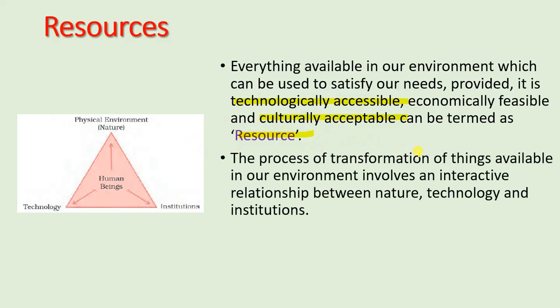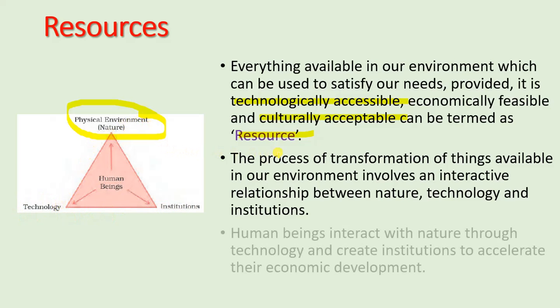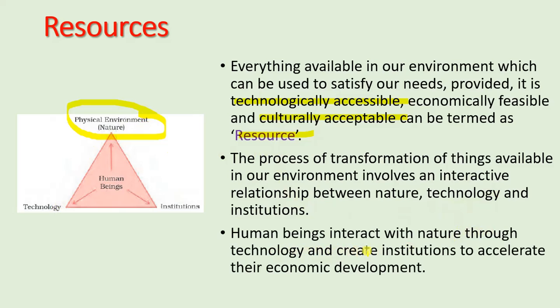The process of transformation of things available in our environment involves an interactive relationship between nature, technology, and institution. As you can see in this figure, there is a human being in the center, creating a relationship with the physical environment with the help of technology and institution. Whatever resources are available in nature, human beings try to make institutions and plans with appropriate technology for how to use that resource. Human beings interact with nature through technology and create institutions to accelerate their economic development.